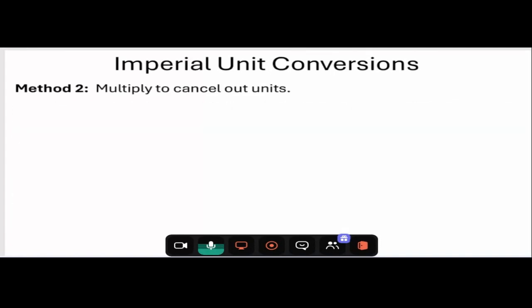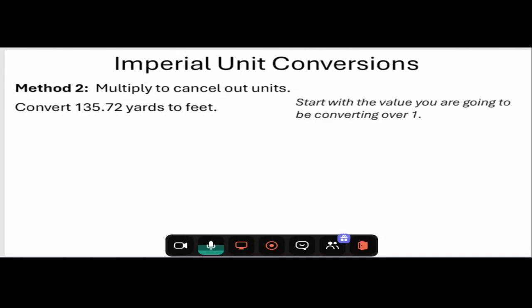Let me show you a method that will handle these. It'll work in the easy situations. It'll also work when you don't have the intermediate values and you need to do a bunch of different conversions. It'll do it all in one step for you still. So let's say we want to convert 135.72 yards to feet. We're going to start, the first couple will still be simple ones. We're going to start with the value that we're converting, 135.72 yards, and we're going to put it over 1 to make it into a fraction.